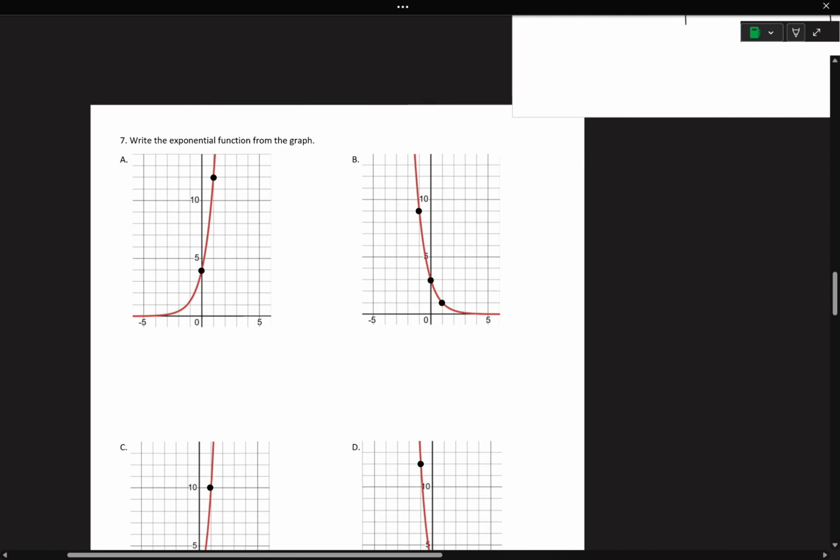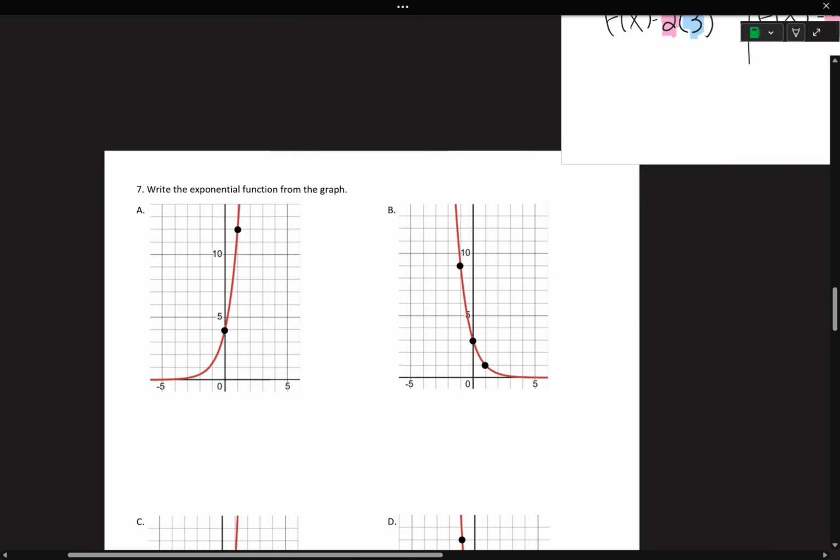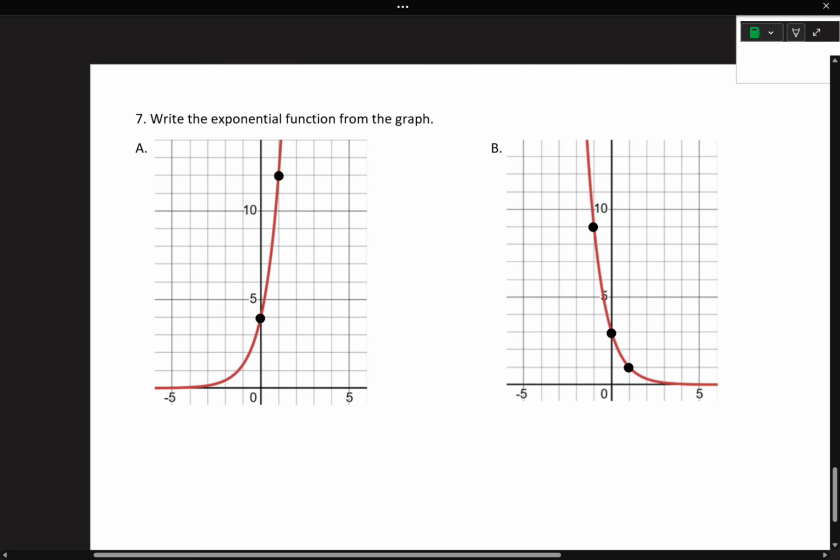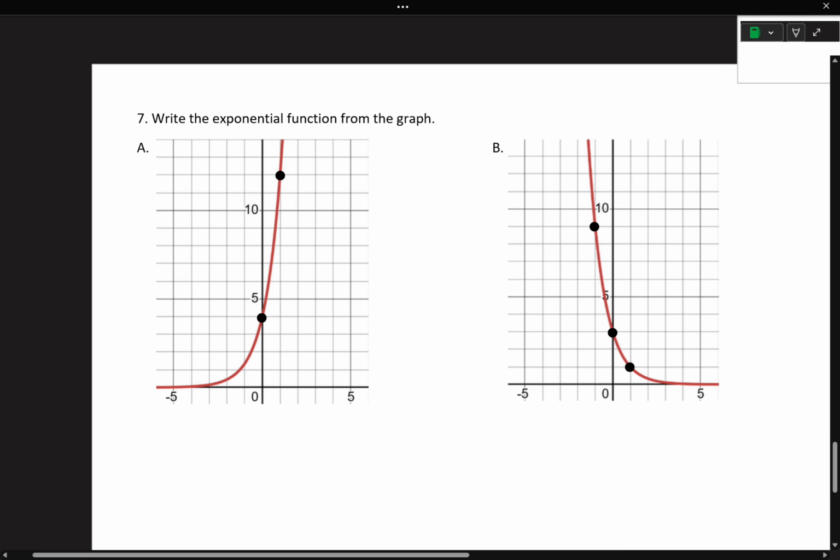We can do the same thing from graphs. Check it out. First, we need our starting point. There it is. That's 0, 4. Easy peasy. Now, however, we do need to find the rate, or the ratio, sorry. We have 0, 4. All we need is one other point to find it. This is 1, 12.